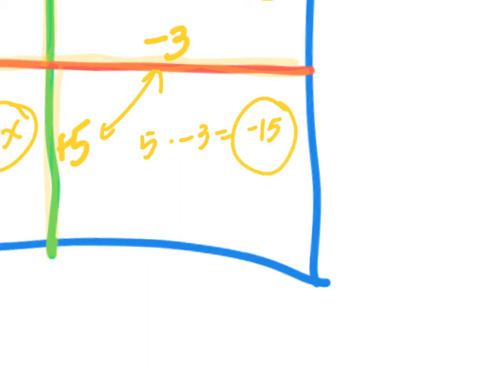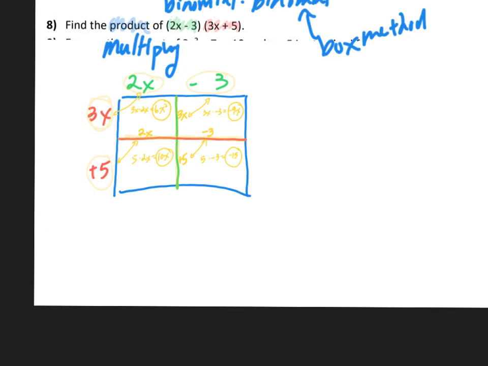So now that I've found all the products of my tiny boxes inside my big box, I'm going to take it out. When I take out all of these terms, I should end up with something that looks like this. 6x squared minus 9x. That's a positive 10x, so I'm going to write plus 10x and then minus 15.